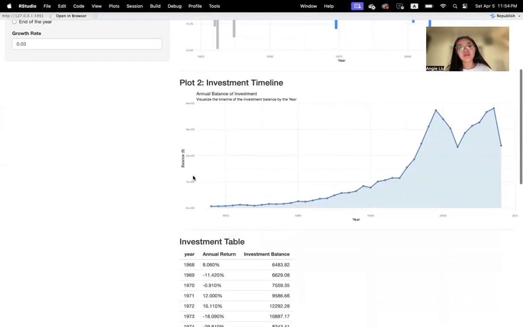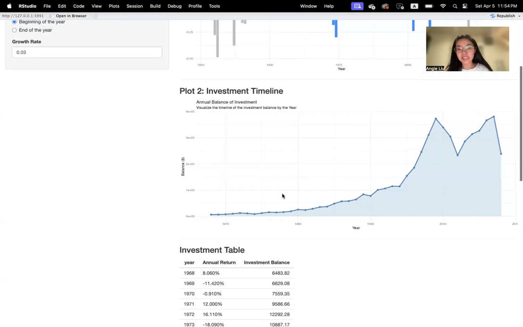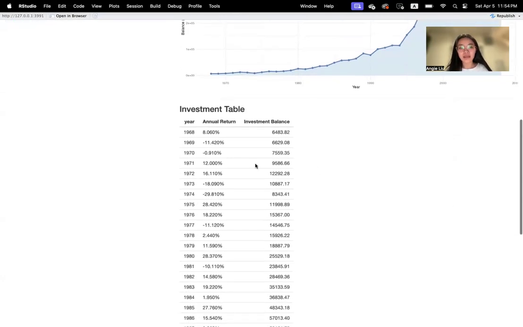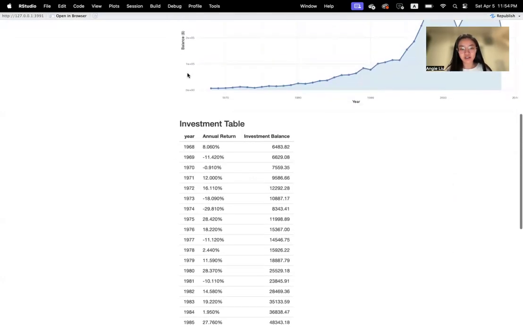Let's move to the second plot, which is the investment timeline. For the investment timeline, we have the year on the x-axis and the balance on the y-axis. This is the graph, shaded in blue, and this is my investment table, which shows the years, the return for each year, and the investment.